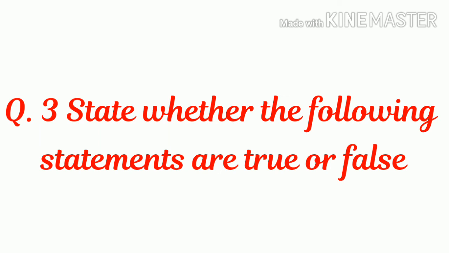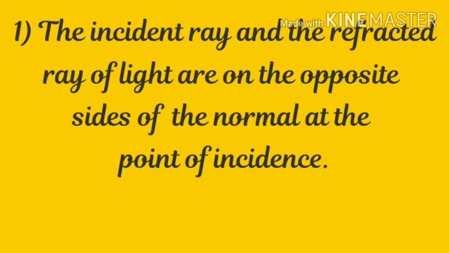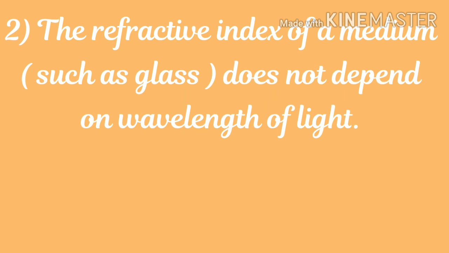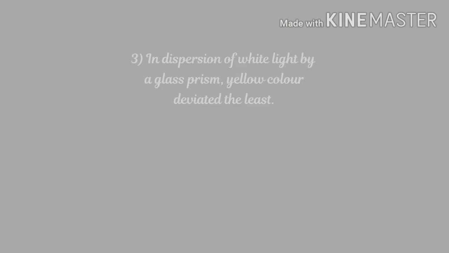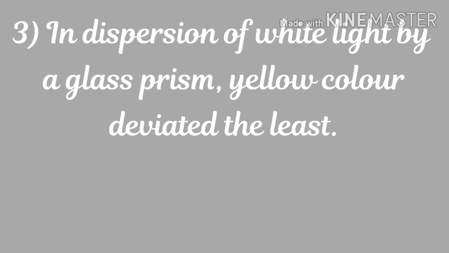Question number 3. State whether the following statements are true or false. 1. The incident ray and the refracted ray of light are on the opposite sides of the normal at the point of incidence. Students, this statement is true. 2. The refractive index of a medium such as glass does not depend on the wavelength of light. This is false. 3. In dispersion of white light by a glass prism, yellow color deviates the least. This is false.